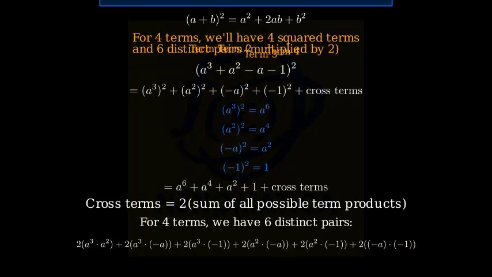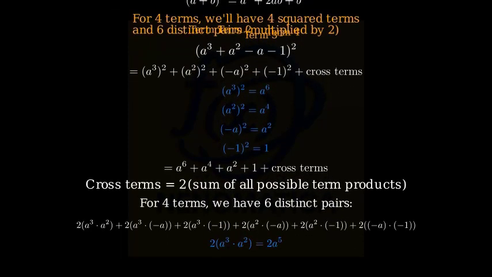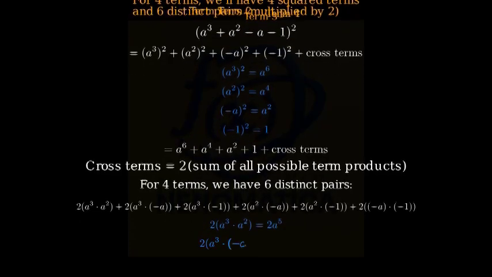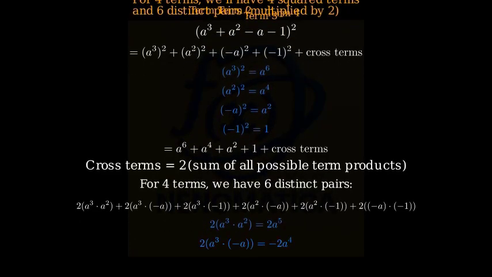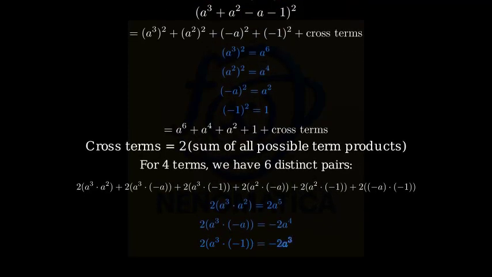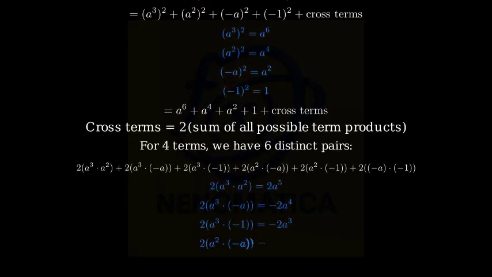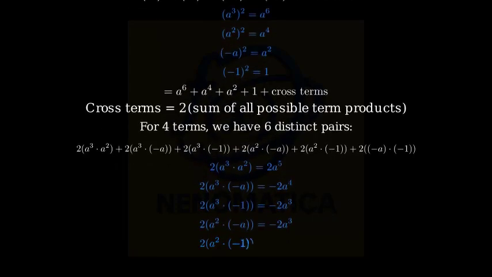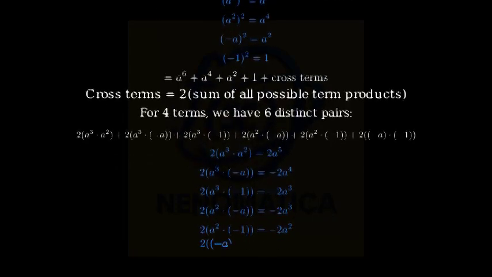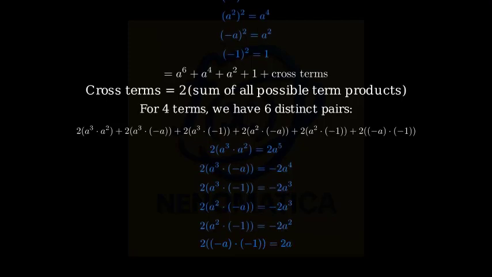First, 2 times a cubed times a squared equals 2a to the 5th power. Next, 2 times a cubed times negative a equals negative 2a to the 4th power. Then, 2 times a cubed times negative 1 equals negative 2a cubed. 2 times a squared times negative a equals negative 2a cubed. 2 times a squared times negative 1 equals negative 2a squared. Finally, 2 times negative a times negative 1 equals positive 2a.